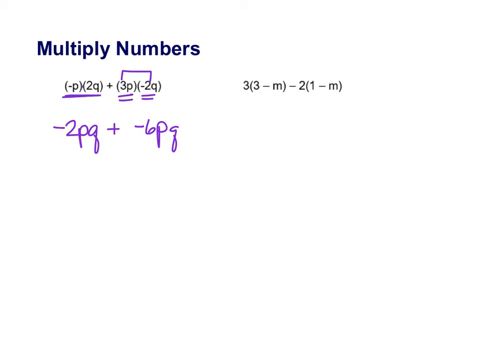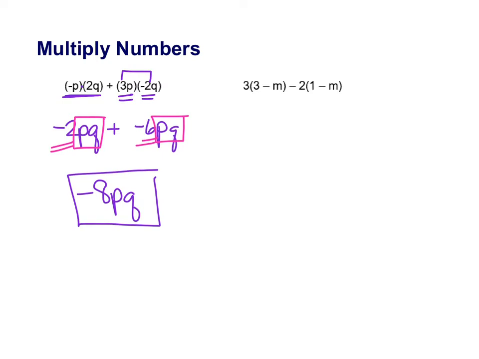And then we look to say, do we have like terms? And so we check out the variables, and the PQ is exactly the same, so we just go ahead and combine that coefficient out front. Now we're adding two negative numbers, so that means add the numbers and get 8, keep the sign the same, so negative 8, and then the PQ stays.